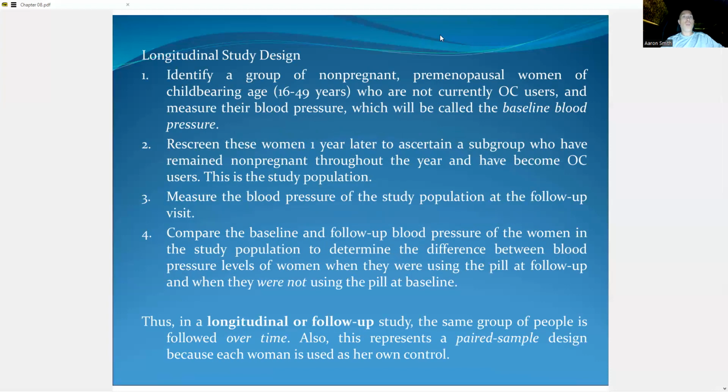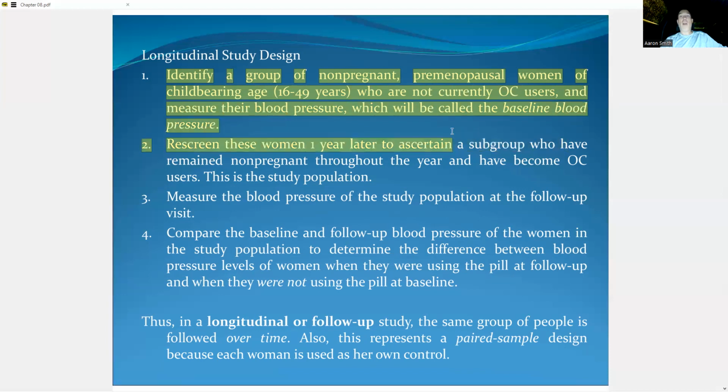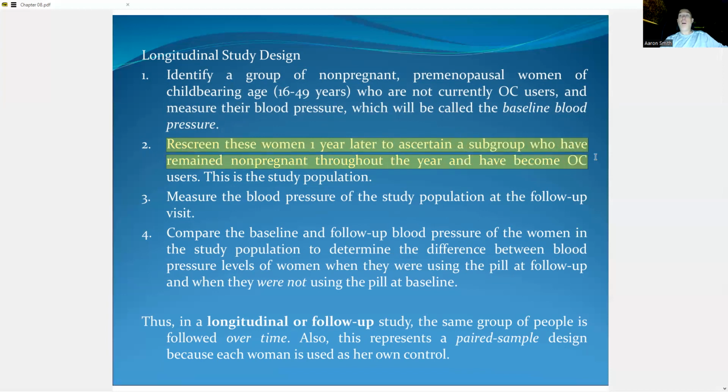All right, now a longitudinal study design. We're going to identify a group of non-pregnant premenopausal women of childbearing ages of 16 to 49 who are not currently contraceptive users or oral contraceptive users, and measure their blood pressures. And this will be called the baseline blood pressure. We're going to rescreen the women 1 year later to ascertain a subgroup who have remained non-pregnant throughout the year and have become oral contraceptive users. This is the study population. We're going to then measure the blood pressure of the study population at the follow-up visit.